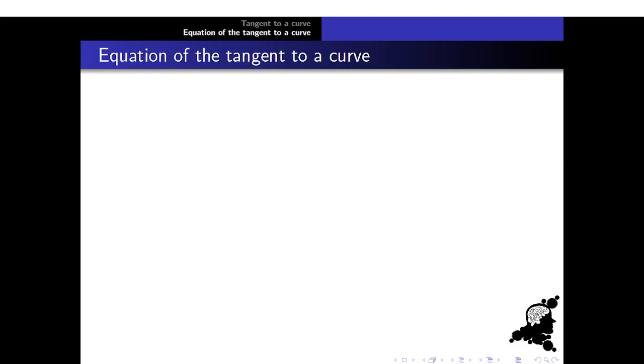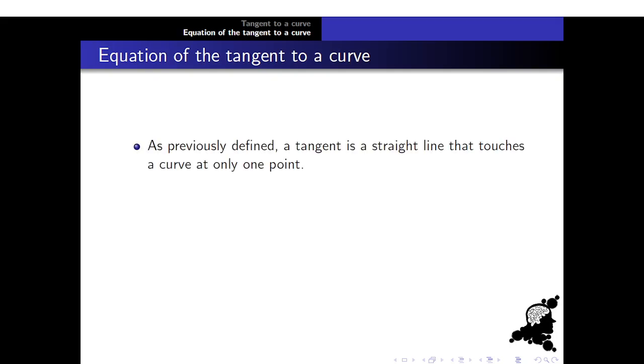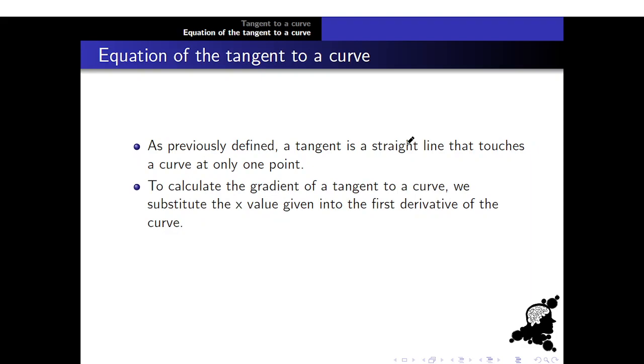Right, now let's have a look at finding the equation of the tangent to a curve. Now, you remember earlier that we said a tangent is a straight line that touches the curve at only one point. We said to get the gradient of the straight line, we substitute the x value into the first derivative.